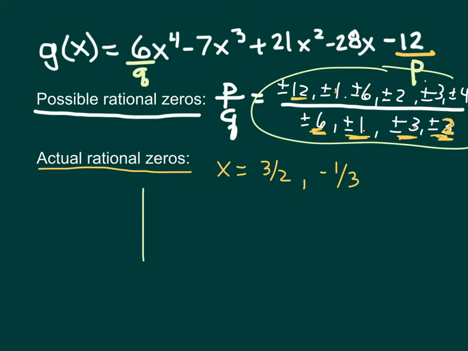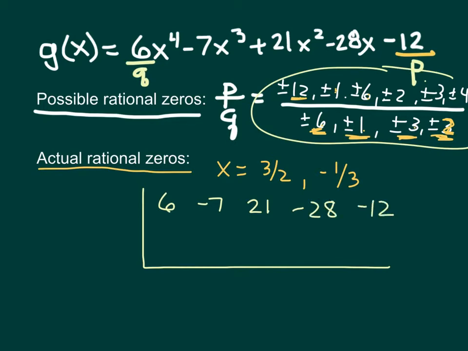So I'm going to take either one of these. It does not matter which one. I'm going to put in my 6, -7, 21x squared minus 28x minus 12. I'm going to put one of the values, either one, out front. So I'm just going to go with the 3/2. Do not let the fraction scare you. It's not scary at all. I'm going to drop that 6.